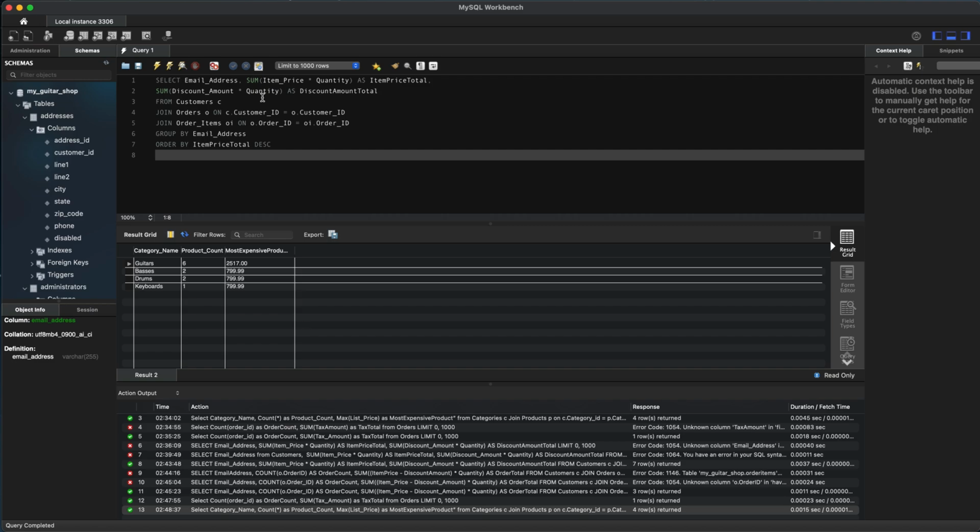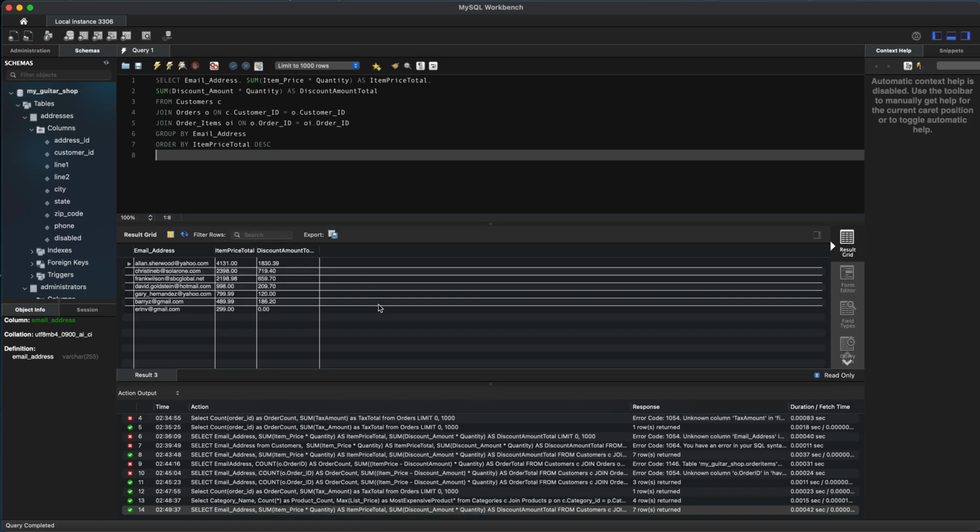We're taking our discount amount, multiplying it by quantity, and our item price by quantity, and then we're joining customers and orders together. We really do want to get those email addresses out of this so we can figure out who's spending the most money, right? Alan here, he's spent some serious money. He's gotten a serious discount, almost a 45% discount. Everyone else got whatever discount, and the last person got no discount at all.